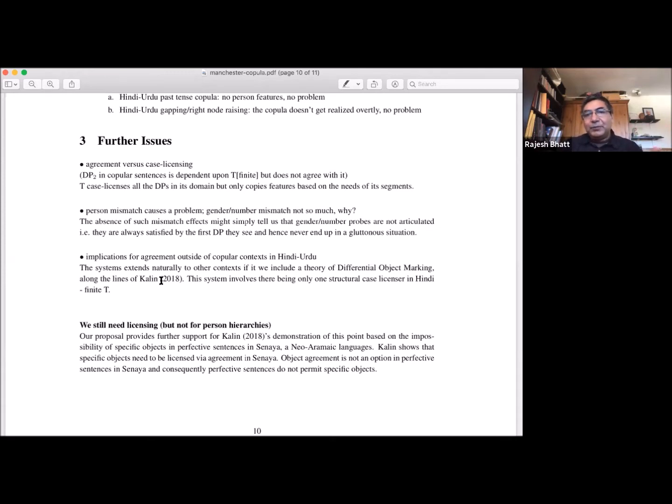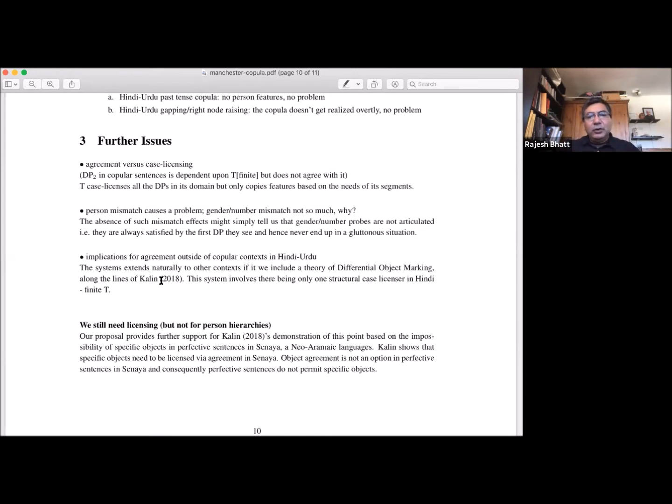So you actually have situations where you have two DPs, just like in the Copula sentence and configuration, which are both being case licensed by T. And this is kind of non-standard. In classic case theory, there was always this one-to-one relationship between a case licensor and a licensee. Okay, and we end up departing from that.